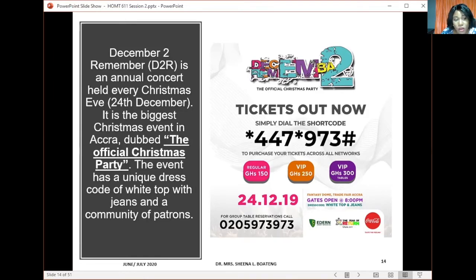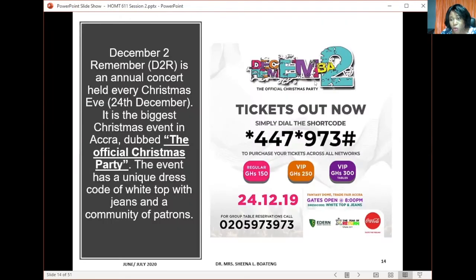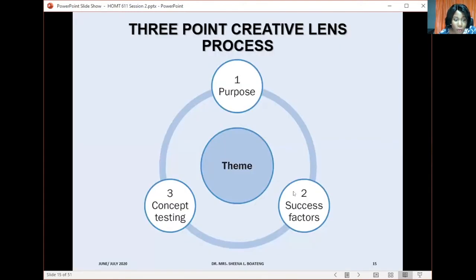The same for the Accra.org people. They wanted to create something that would benefit the artists and also attract all the foreigners, especially the Black Americans who were willing to come home to enjoy the arts and culture of Ghana, right? So that is it for the purpose. Now, once you are able to clearly determine the purpose of the event, you have to go on to think about the success factors.